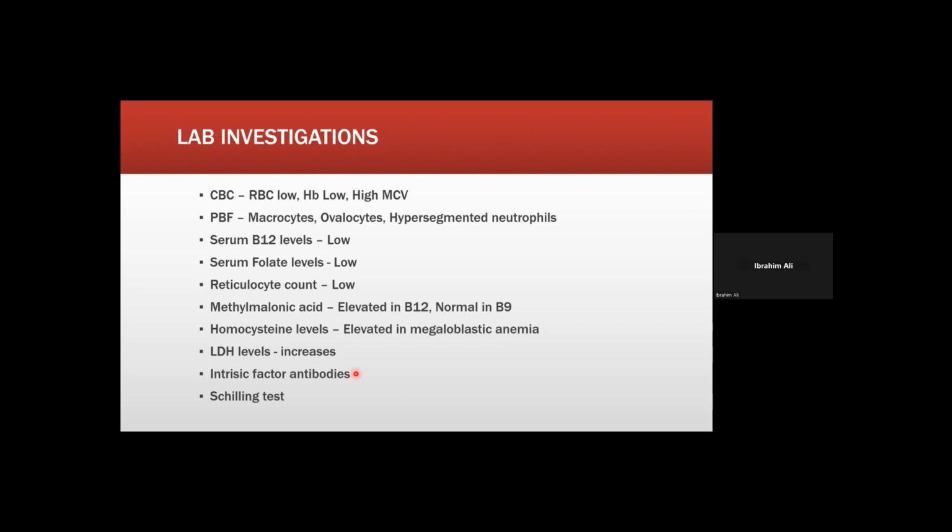So if you have a problem with intrinsic factor, B12 will not be absorbed, so we'll end up having macrocytic anemia. Schilling test, and then for nonmegaloblastic, you can do LFTs to check for liver disease. You can do the thyroid profile for hypothyroidism and so on.